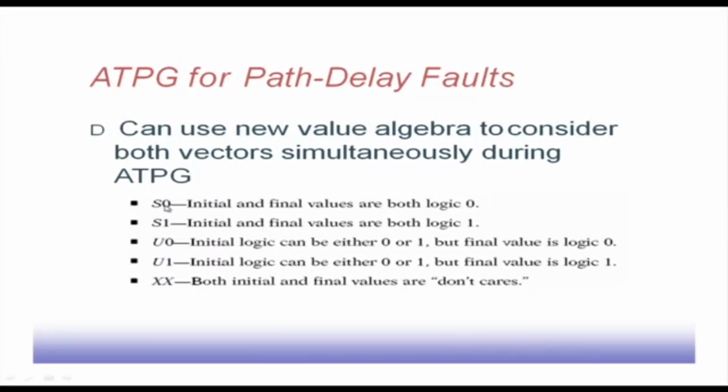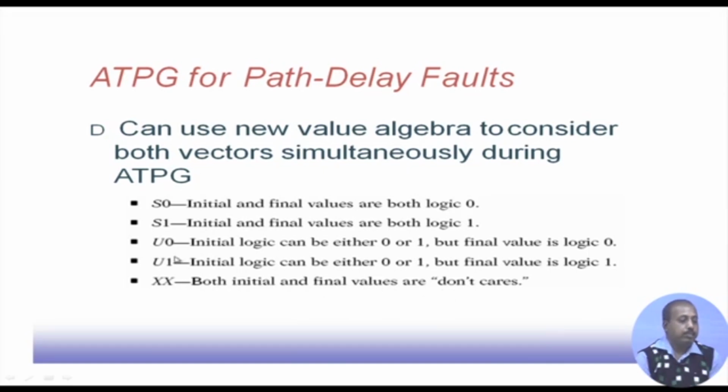So, S0: in both the vectors the value is at logic 0. Then S1: both initial and final values are at logic 1. U0: the initial logic can be unknown, so it can be either 0 or 1. It does not matter, but the final value must be 0. Then U1: the initial logic can be either 0 or 1, but the final logic must be 1. And XX: both initial and final values are do not cares.